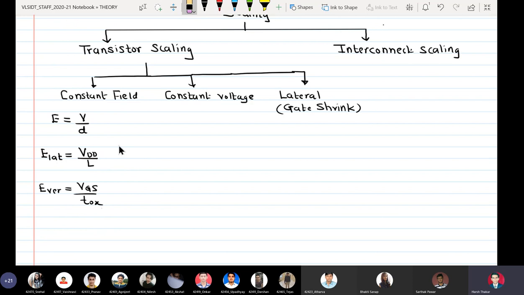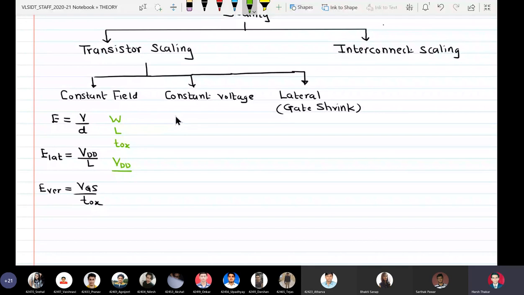That is why in constant field scaling, the parameters which I am going to scale down are as follows. I am going to scale down width, length and TOX as well as my supply voltage VDD. So when VDD scales down, automatically VGS is also going to scale down. In constant voltage scaling, I will make sure that my supply voltage is constant. That is why here the electric fields will not remain constant.